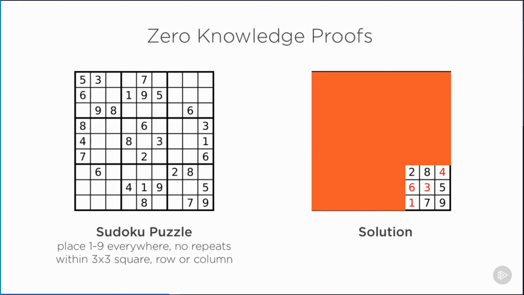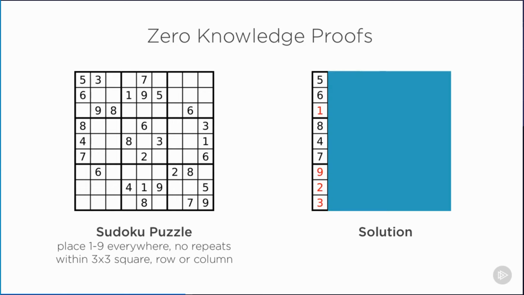The buyer could say, "Show me the bottom right square," and you could reveal it, proving that there are no repeated numbers in that square. Then the buyer could ask about a different row, column, or square, and you could reveal that. In this way, after enough trials, the buyer could become reasonably assured that you do have the full solution.